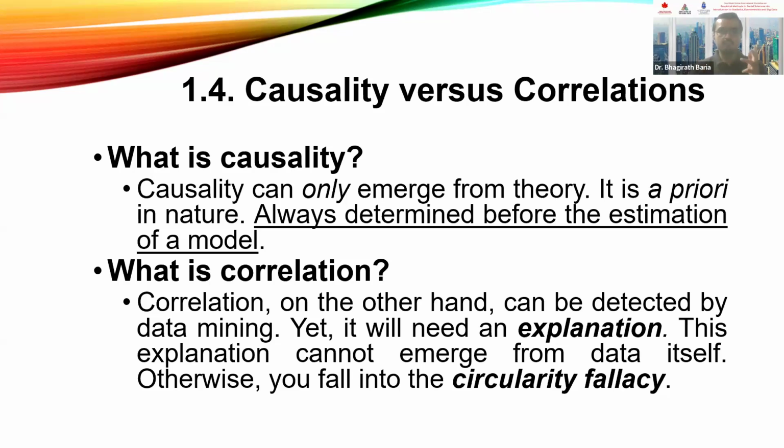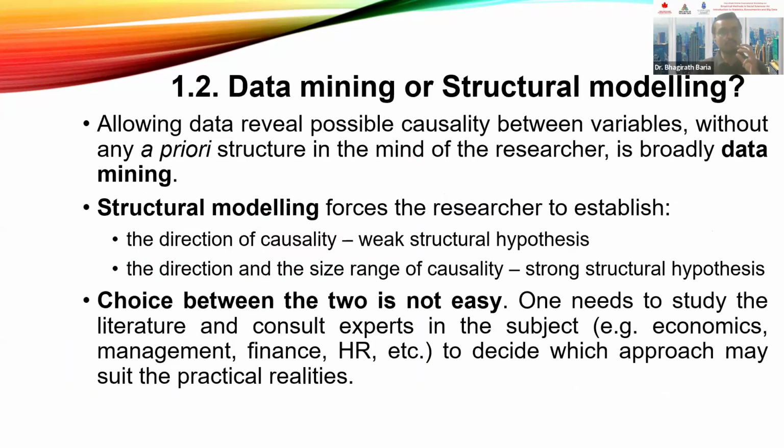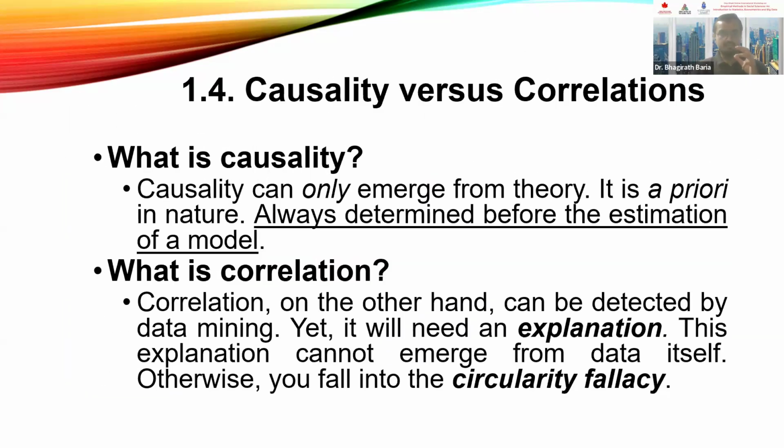So again, how will you come to know about it? You will come to know about it from here: do a literature review, use your own experience, look at some rules of thumb in the subject, interact with experts, talk to them, spend time like that. You will come out with a very good model if you do all that. So causality is something you should know in advance. Correlation is something that you can discover with data. Something is correlated, that you can discover when you are dealing with data. But causality is something you should know in advance.